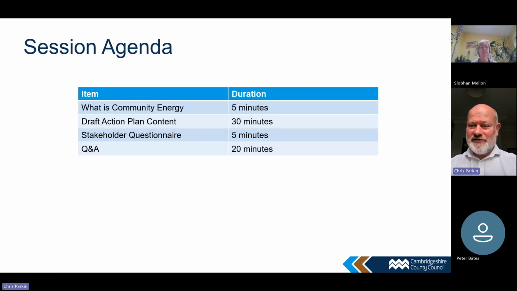So in terms of structure for this event, I'll be spending 5 minutes just talking about what is community energy. Then the bulk of the presentation will be about the content of the draft action plan that the County Council has produced. There'll be a few minutes covering what is included in the questionnaire we're asking stakeholders to respond to, and then an opportunity at the end for Q&A if there are any questions that people would like to ask.